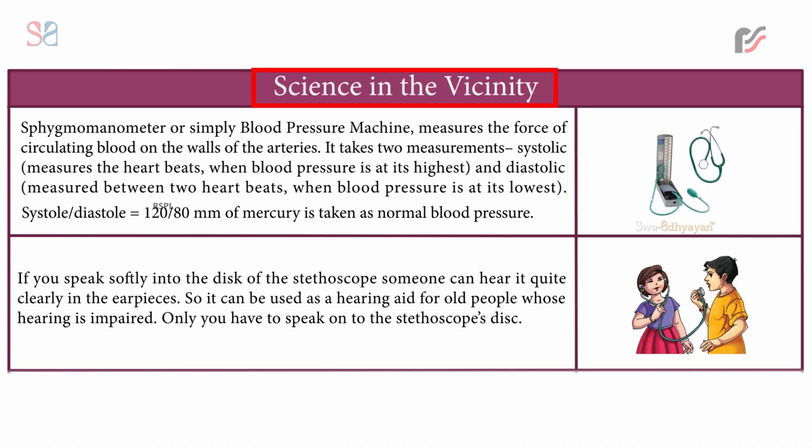Science in the vicinity. A sphygmomanometer, or simply blood pressure machine, measures the force of circulating blood on the walls of the arteries. It takes two measurements. Systolic measures the heartbeats when blood pressure is at its highest, and diastolic, measured between two heartbeats when blood pressure is at its lowest. Systolic over diastolic equal to 120 over 80 mm of mercury is taken as normal blood pressure.